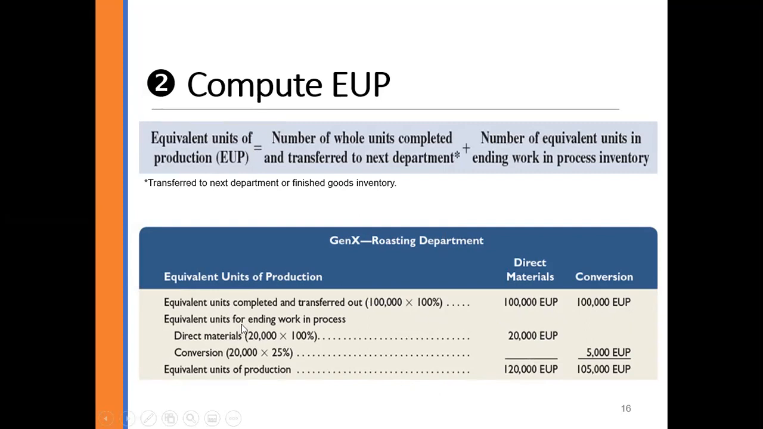And then equivalent units for ending work in process. Remember, we had 20,000 units in ending work in process. 20,000 units were completed 100% in respect to material cost, so that is 20,000 equivalent units of production. And then remember, conversion cost, labor and overhead, was only 25% complete. So if we take 20,000 units times 25%, that's 5,000 equivalent units of production with respect to conversion cost.